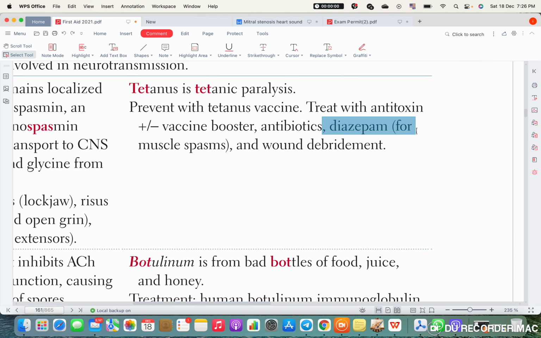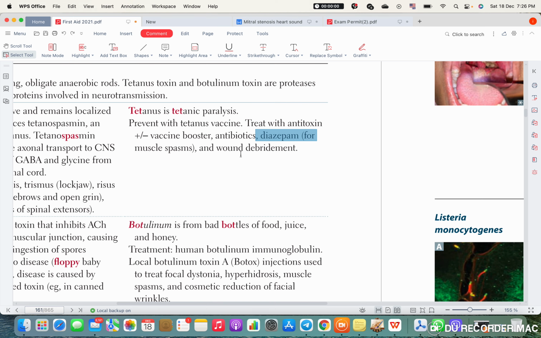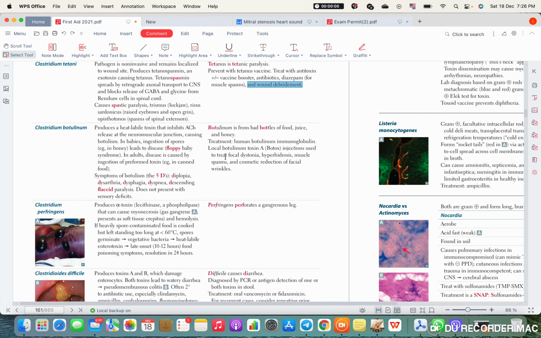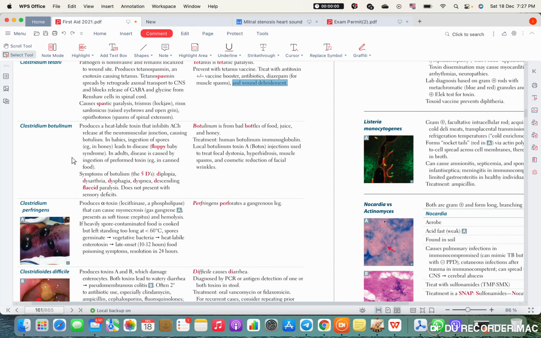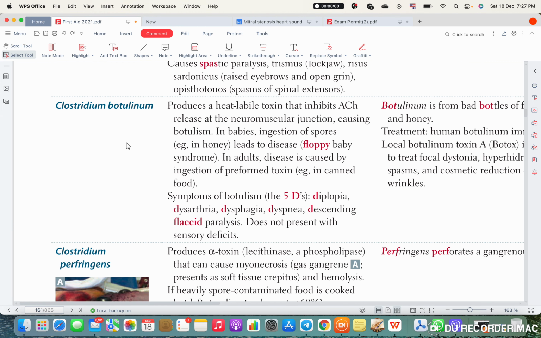Why do we give diazepam? They are in a spastic situation. Diazepam leads to muscle relaxation, and wound debridement reduces the load of the bacteria. Okay, that was all about Clostridium tetani. I assure you guys, you will get at least 1 to 2 questions about Clostridium tetani and Clostridium botulinum. Master these topics. The next bacteria is Clostridium botulinum.